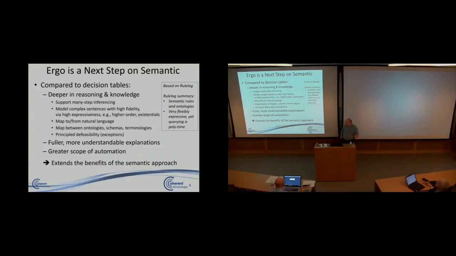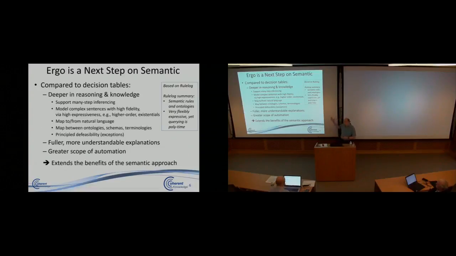And one is also able to provide explanations that are more detailed, more understandable, more uniform, and have greater scope of automation overall, because more of the aspects of what you want to automate are actually capturable via knowledge in the system that can then be reasoned with. And that extends the benefits of the semantic approach.